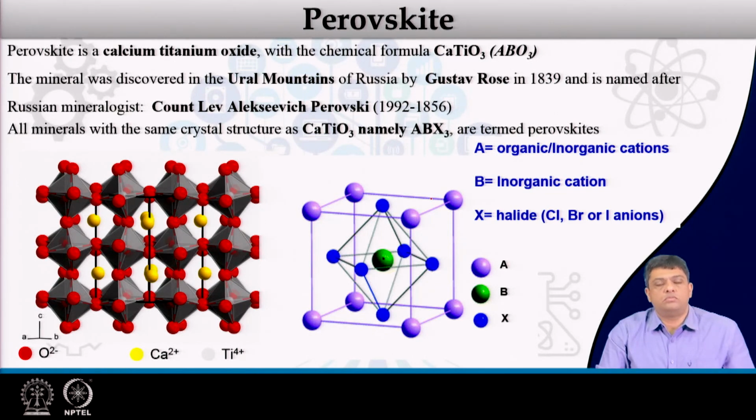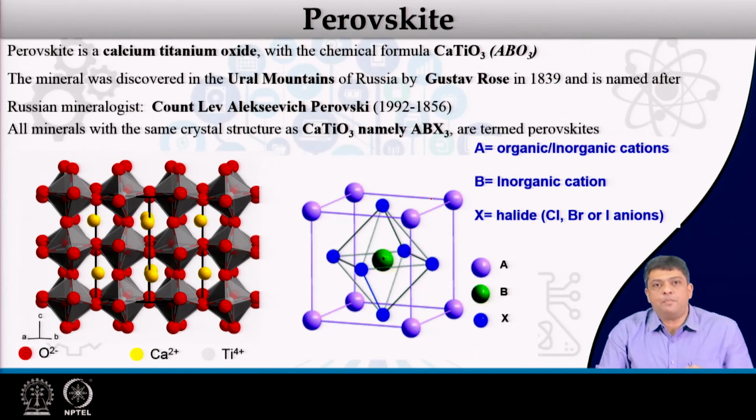And if you just want to know the history of this word perovskite, it actually came in after the Russian mineralogist Perovsky. The mineralogists studied the structure of calcium titanium oxide, and you have a structure which is called ABX3. So, what happens in this structure?